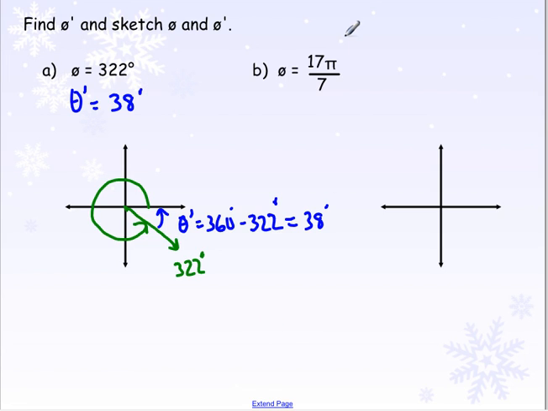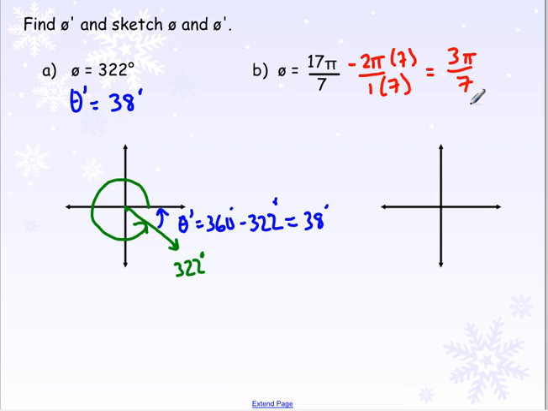Okay? 17 pi over 7. Well, you might want to find a coterminal angle with that. You might want to subtract off 2 pi just to bring it down so it's a little bit more manageable. So really we're doing 17 pi over 7 minus 14 pi over 7. So we get 3 pi over 7.